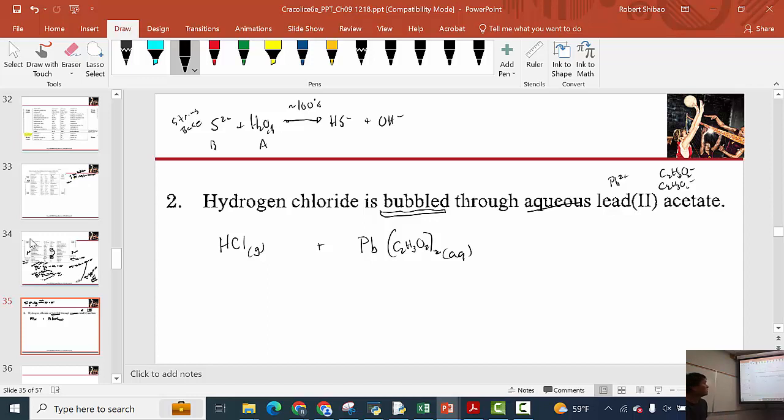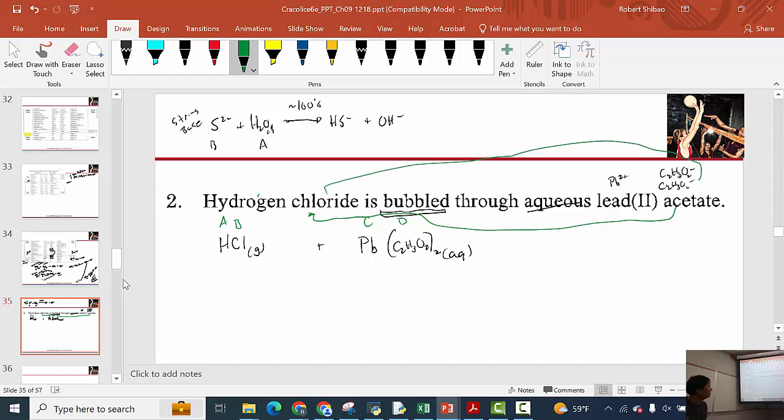So as far as our AB plus CD pattern goes, hydrogen chloride, A is hydrogen, B is chloride, C is lead-2, D is acetate. So what we're going to do is take hydrogen chloride and take the hydrogen with acetate. And so rather than hydrogen with chloride, we're going to make hydrogen with acetate. And then the chloride is going to go over here and combine with lead. So what we're going to form is hydrogen acetate and lead-2 chloride. Do you see that?